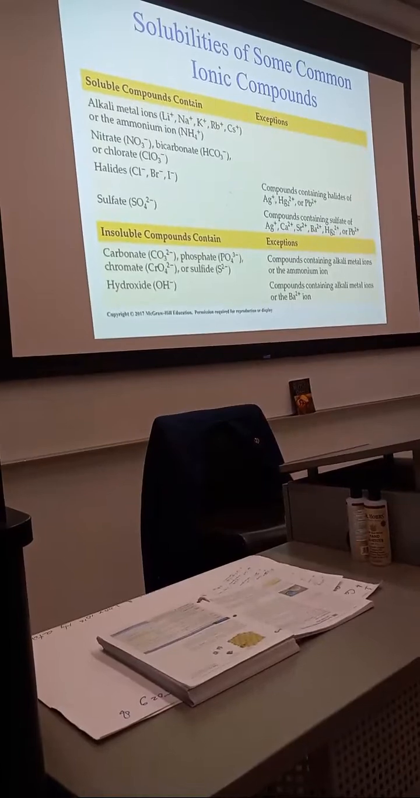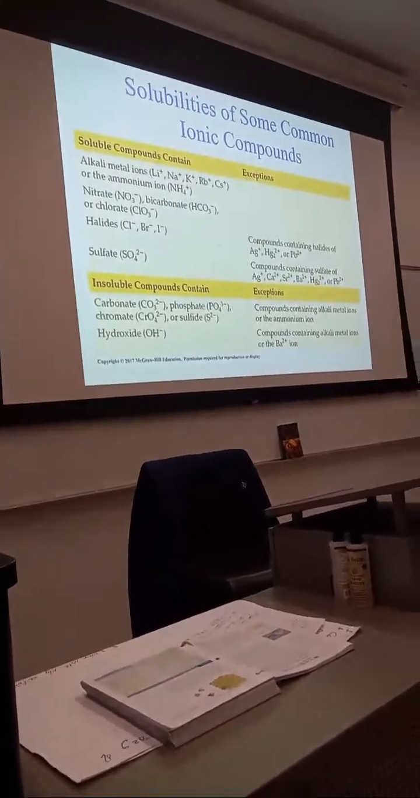Soluble compounds contain alkali metals, which are group 1 metals, or ammonium, and they are always soluble. So anytime you have a compound with lithium, sodium, potassium, rubidium, cesium, or ammonium, the polyatomic ion, the compound is soluble, which means it's in the aqueous phase. Ammonium, right? You said ammonia. Yes, I did. And you corrected me, and I corrected you. Soluble compounds.